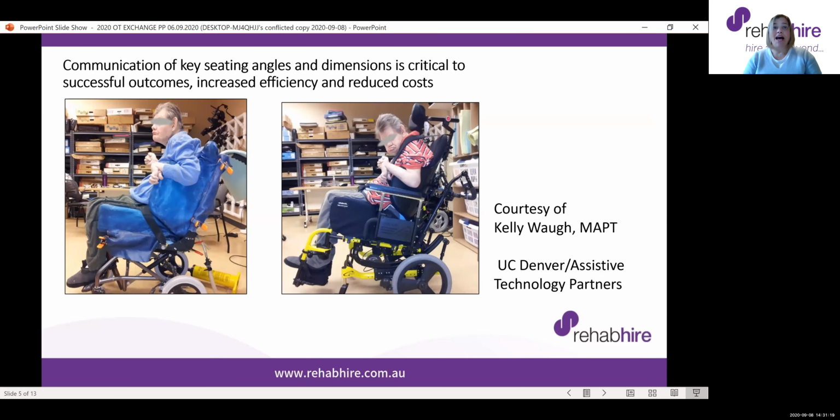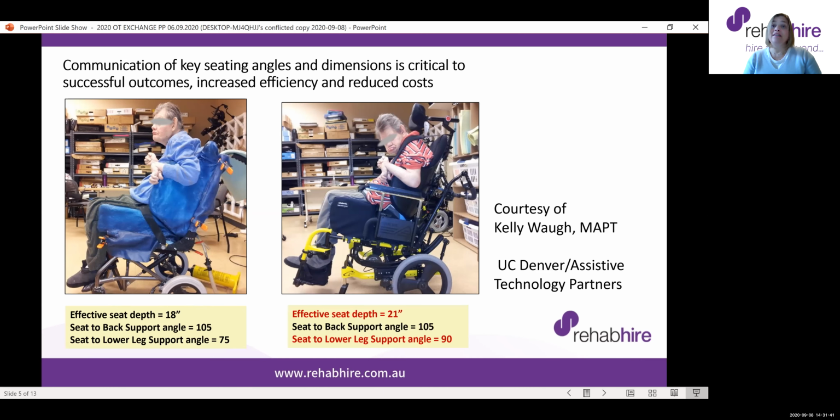Let's use the example from Kelly. This gentleman was seen for a custom mold, as you can see, in a simulator. And the effective seat depth at the final simulation was to be 18 inches and a seat to lower leg support angle of 75. What occurred when delivery came was an effective seat depth of 21 inches. We know that an elongated seat depth can cause a posterior pelvic tilt, a thoracic kyphosis, and a more forward head. And that's very obvious here if you look at the pictures.